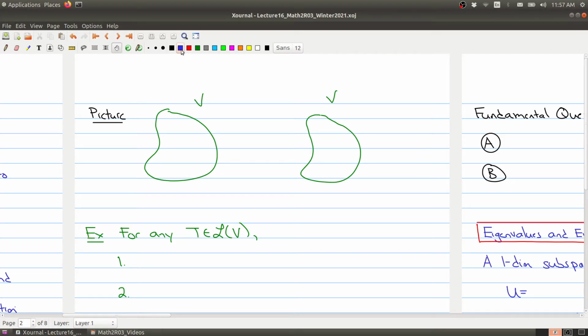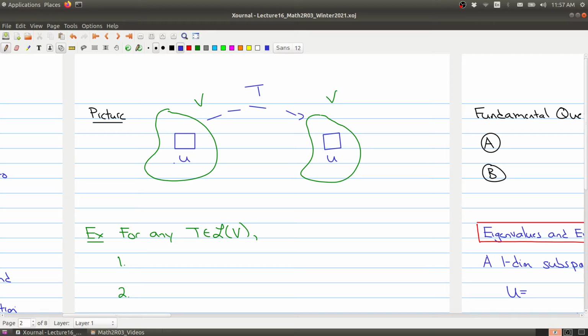And T is a linear operator, so it's a function that maps from V to V. And let's say inside of it is some sort of subspace U. Okay, so it's the same subspace on the same side, right? So these are copies of each other.